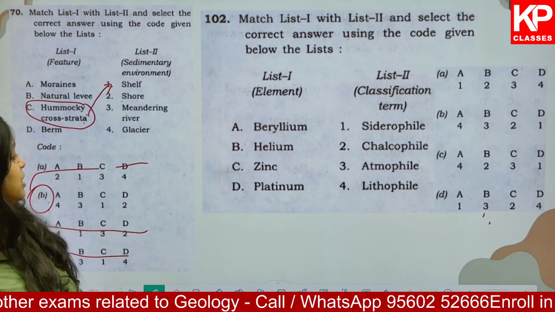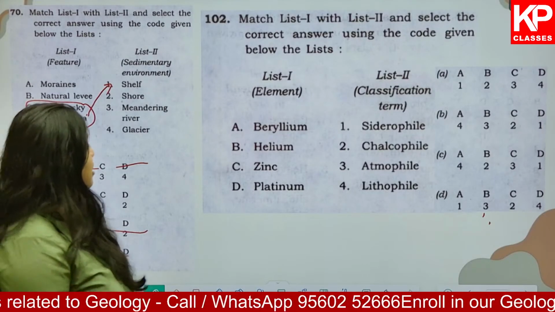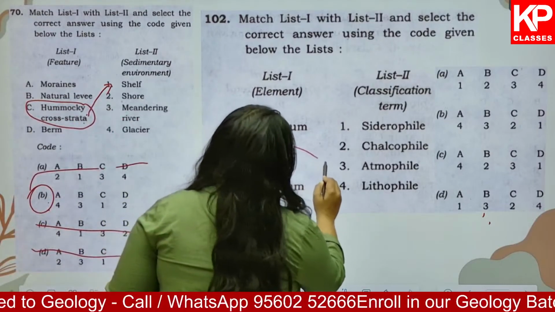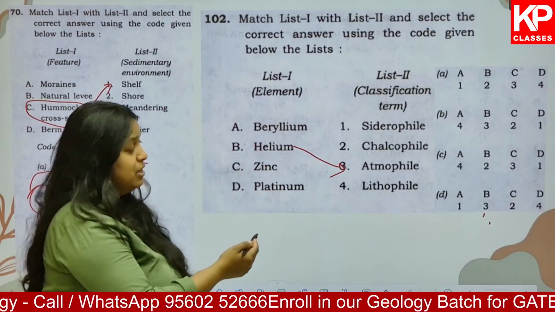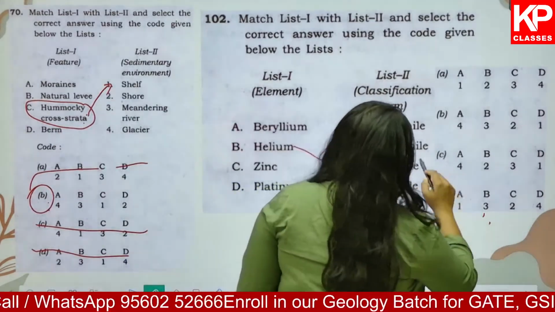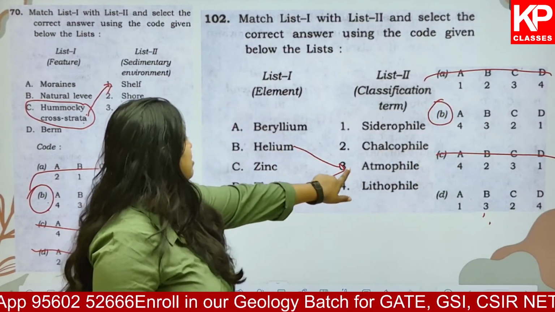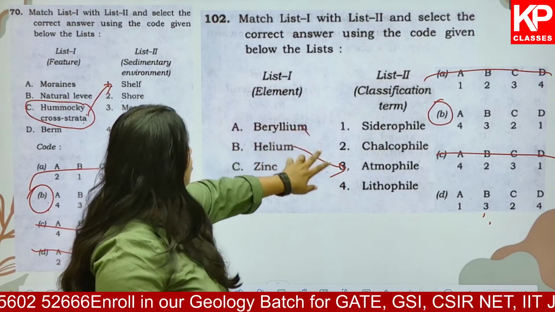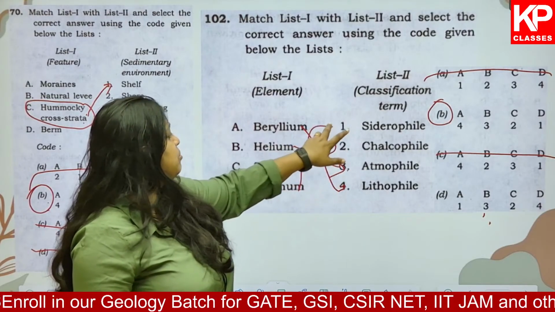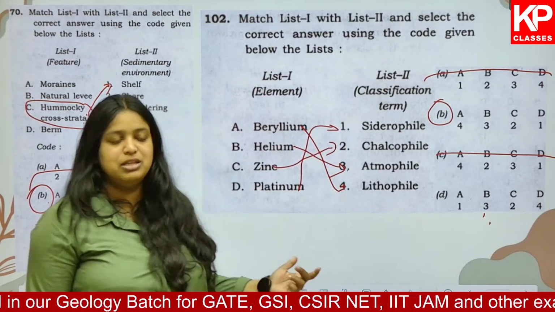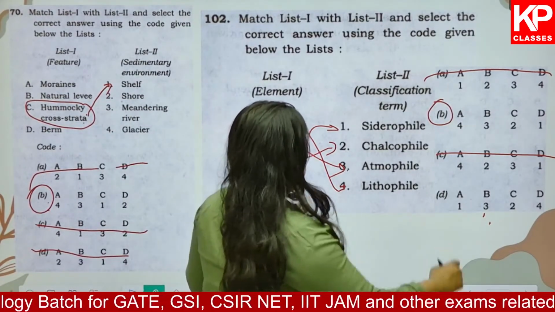So question number 102, the answer would be, helium obviously will be the atmophile, because that is the only gas over here. So B is 3, again the answer will become B only. So helium is atmophile, then beryllium is a lithophile element, zinc is a chalcophile element, platinum is siderophile. So the option will be D1, yeah, answer will be B.